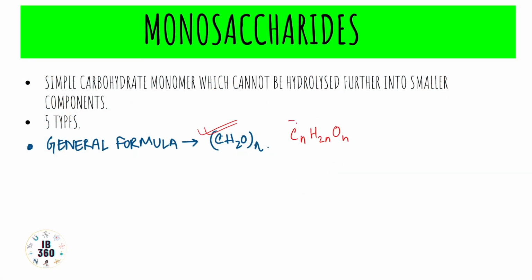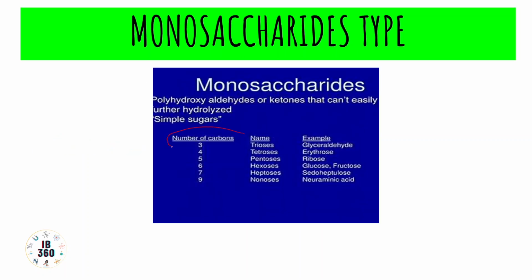Depending upon the number of carbon atoms, monosaccharides can be classified into these categories. Basically, we can have trioses if there are 3 carbon atoms. Example would be glyceraldehyde. They can be tetroses if they have 4 carbon atoms. Example would be erythrose. They can be pentoses. Example would be ribose. They can be hexoses. Example glucose, fructose.